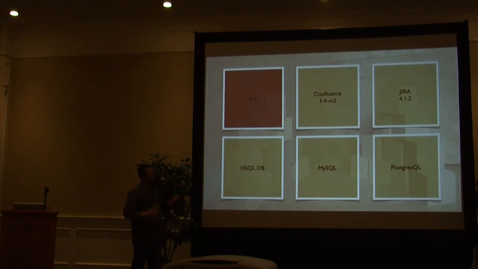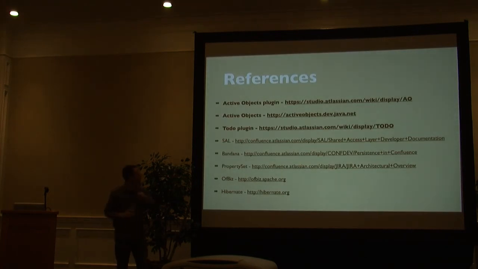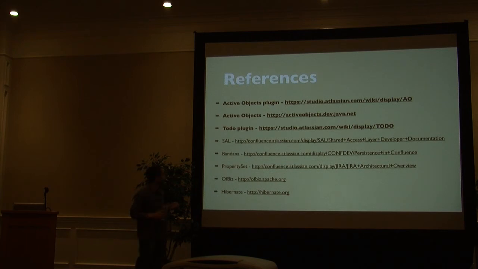Just before I go to the questions, here are a few references. The ActiveObjects plugin is visible on the Studio project. There's information on how to get started. There's the ActiveObjects library itself, obviously. And also the To-Do plugin, the simple plugin whose code I just showed you, is available. It's open source, so have a go, play with it, and really let us know. We need your feedback on that.